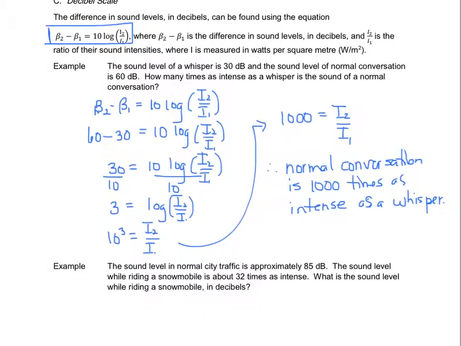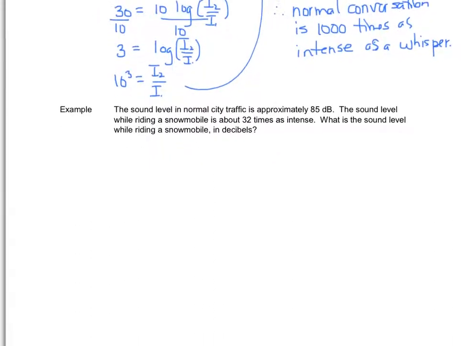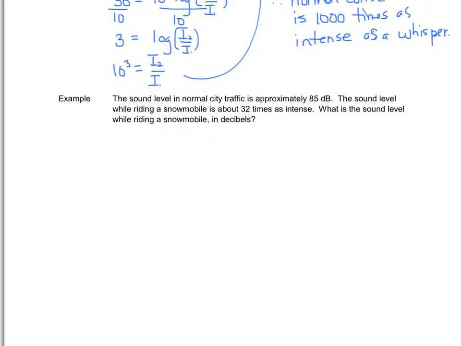Our second example says the sound level in normal city traffic is approximately 85 decibels, and the sound level while riding a snowmobile is about 32 times as intense. What is the sound level while riding a snowmobile in decibels? In that case, we're going to replace B1 in the equation with 85, and we'll figure out what the other sound level is. So B2 minus 85 equals 10 log 32.